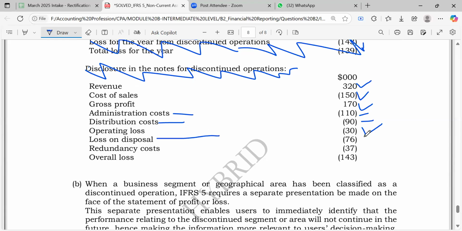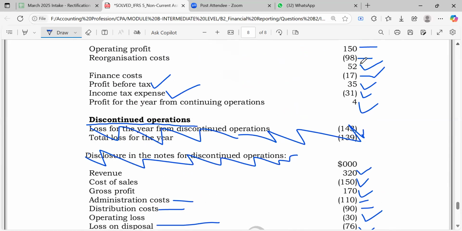Even if it was a profit on disposal, you'd put it. Then redundant 37. So how much total costs? I'm taking 76 plus 37, which is 113. Loss 113, plus another 30 here, 143. You see that? Overall loss, and that's what we are seeing here.